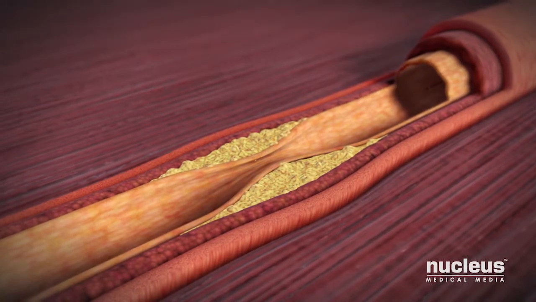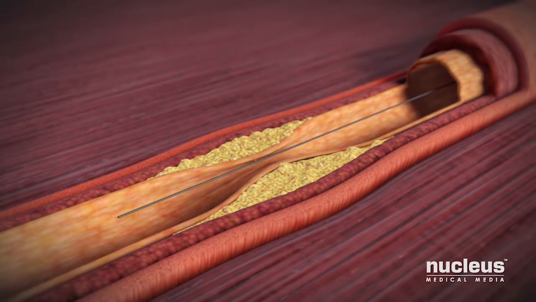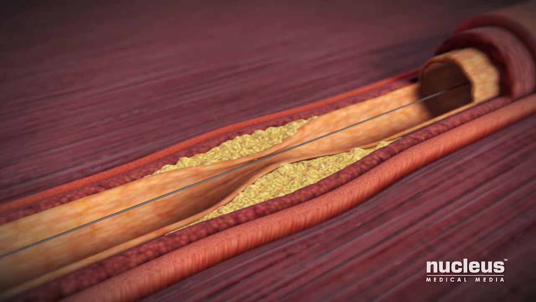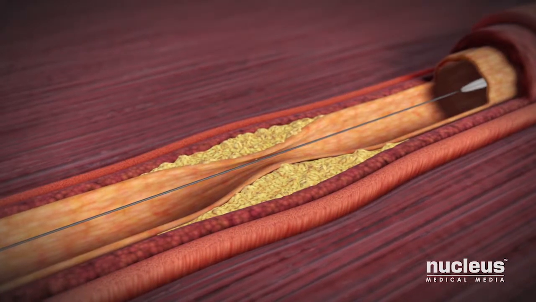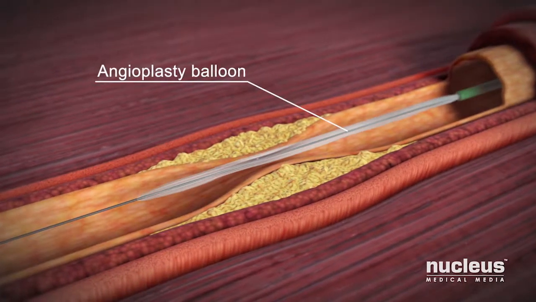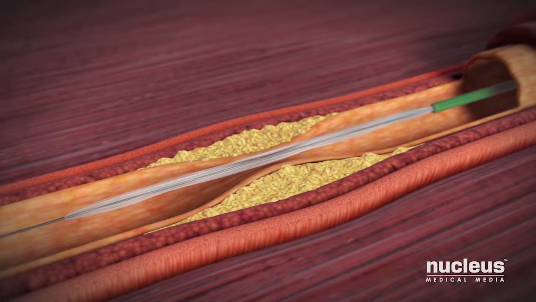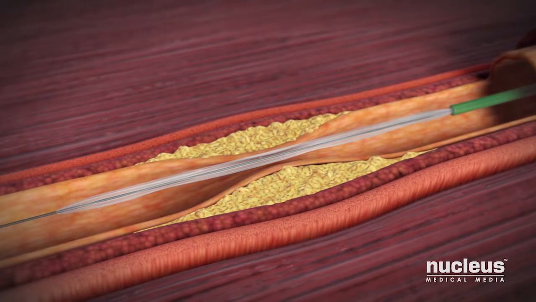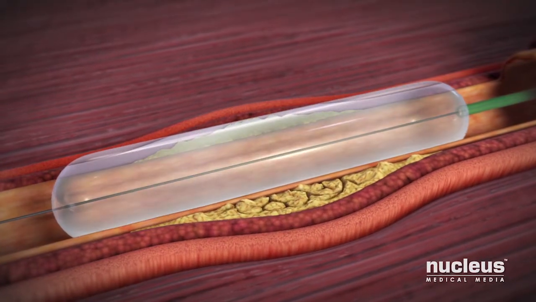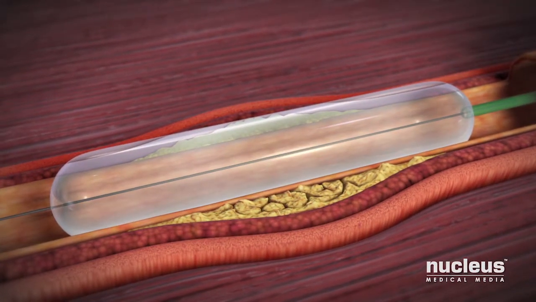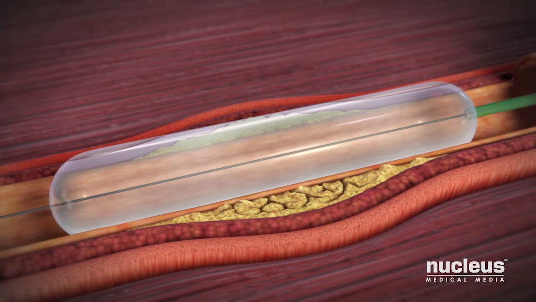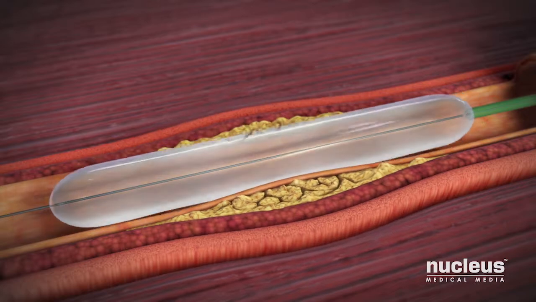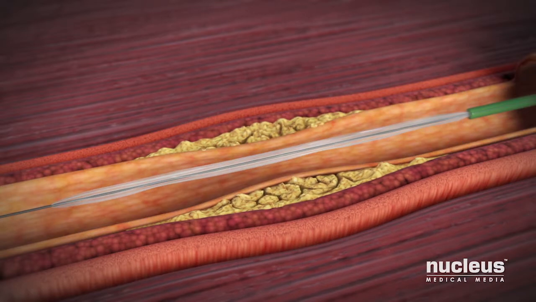Once the blockage is identified, your doctor will insert a flexible guide wire into the artery. A balloon-tipped catheter, called an angioplasty balloon, will be advanced over this wire and into position at the site of the blockage. Inflation of the balloon expands the narrowing and improves the blood flow. You may feel some chest discomfort while this is happening. Afterwards, your doctor will withdraw the deflated balloon from your artery, leaving the guide wire across the treated area.